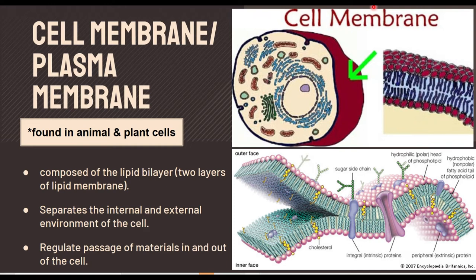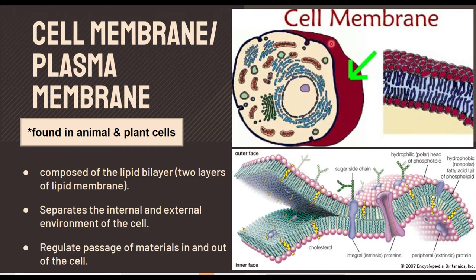So what does the cell membrane do? The cell membrane serves as a boundary. A boundary to what? A boundary between the internal environment of the cell, the environment contained by the cell membrane, and the environment outside of the cell membrane, which we call the external environment of the cell. So the presence of the cell membrane is important, because without it, the internal environment of the cell and the external environment of the cell will get mixed up. Okay?